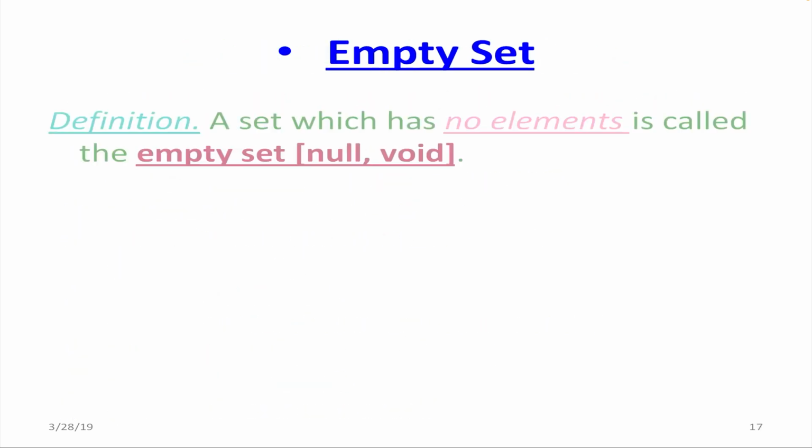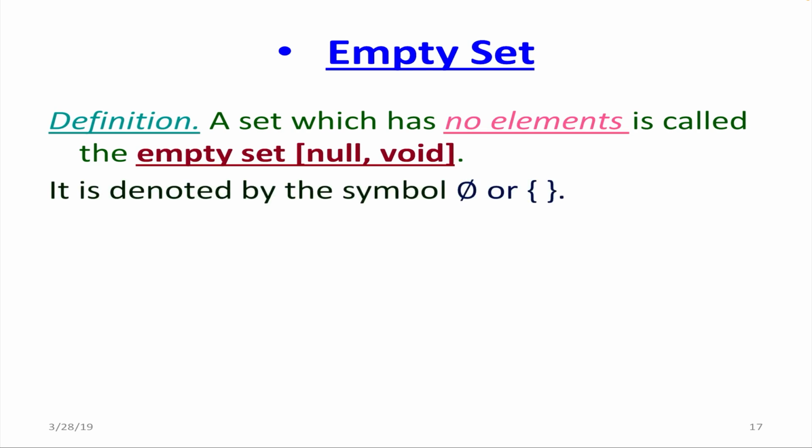Now, let's get into the empty set. By definition, a set which has no elements at all is called the empty set, or null or void set. It's denoted by the symbol letter O crossed, or just empty braces, curly brackets.